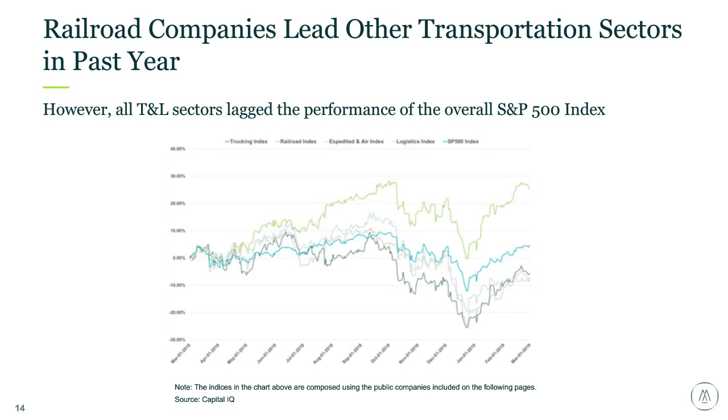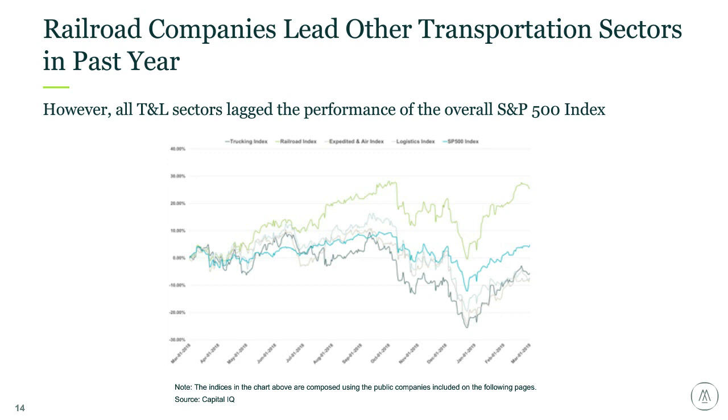The value of railroad companies has exceeded the Standard & Poor's, and it has exceeded the value of other segments during the past year. The turquoise blue line you see in the middle is the Standard & Poor's index. And then just below that, you're looking at a series of other parts of the transportation logistics system: trucking, expedited and air index. We have a logistics index, so they've settled just a bit compared to the S&P.